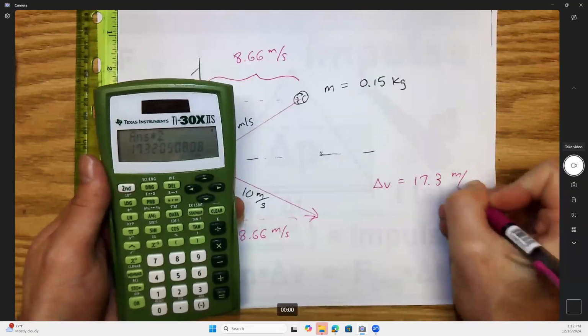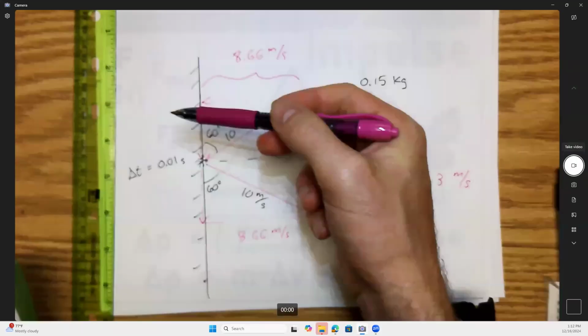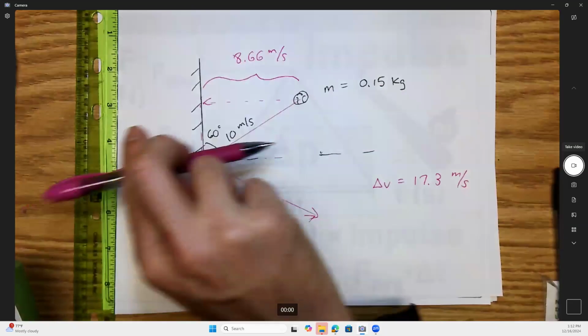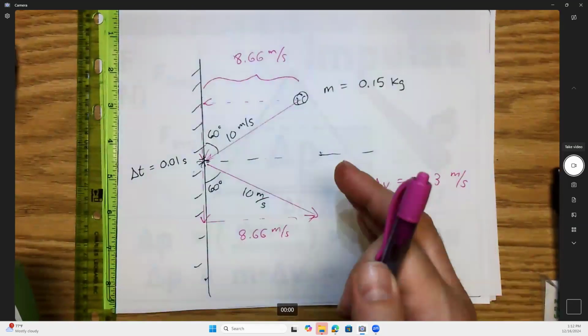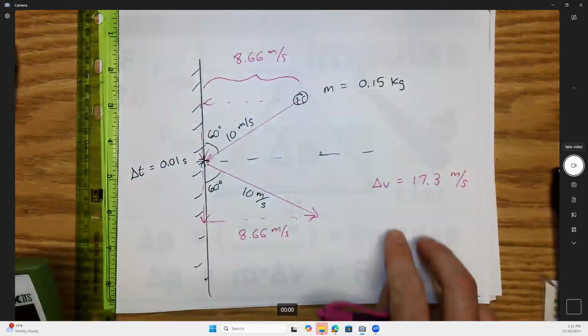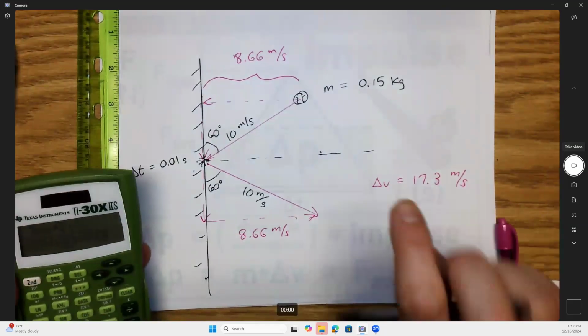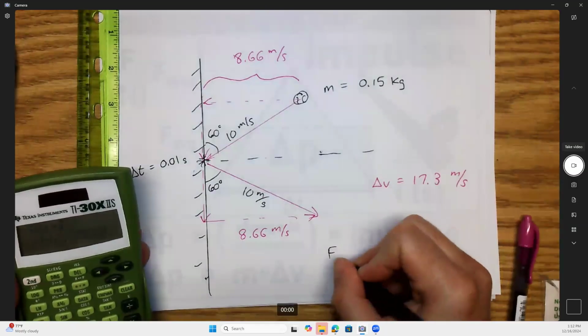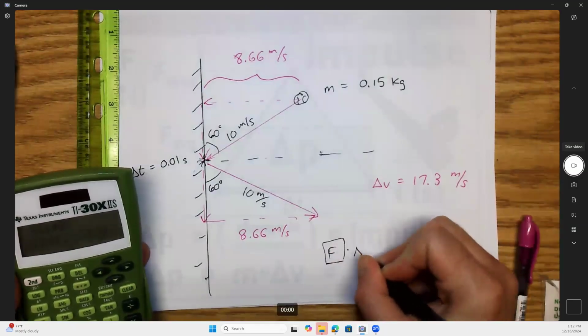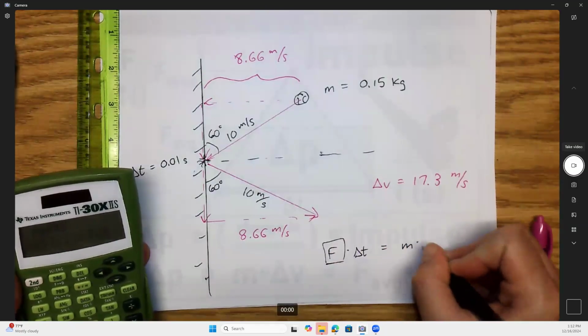meters per second. Heading at the wall about 8.5. It bounces back 8.5 the other way. Guys, what's the difference between 8.5 and negative 8.5? It's 17. You see that? Right. So finally, let's do force: the average net force times the time interval results in mass times change in velocity.